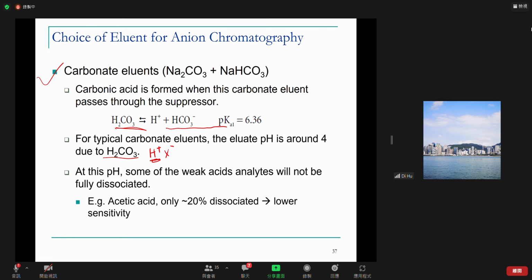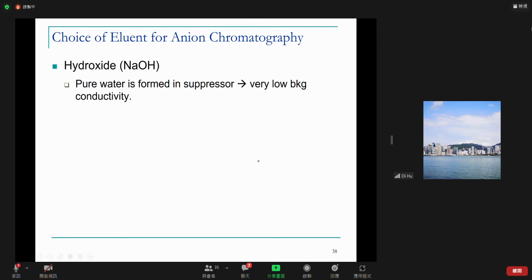No worry. At this pH, some weak acid analytes may not be fully dissociated. For example, acetic acid may have lower sensitivity, and the linearity may not be really good. Hydrofluoric acid has the same problem. So if you're using carbonate eluents, those weak acid analytes may not have good sensitivity. If you target those weak acid analytes, you may think about using another eluent, sodium hydroxide.